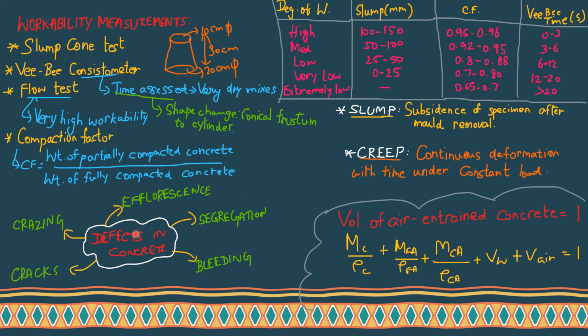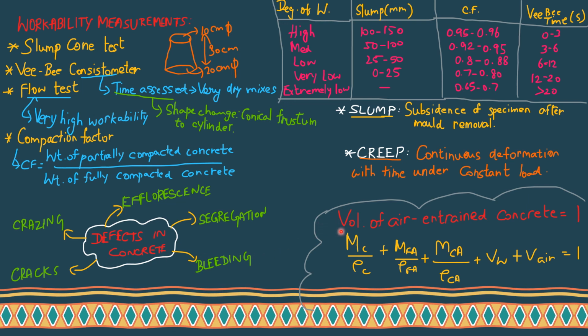And there are some defects in concrete. The basic defects are segregation. It's where your particles, your aggregates, segregate separately. And next is bleeding. You can observe a water line over the periphery of the concrete prepared. That's called bleeding. And next are cracks, crazing and efflorescence. These are also different defects in concrete.